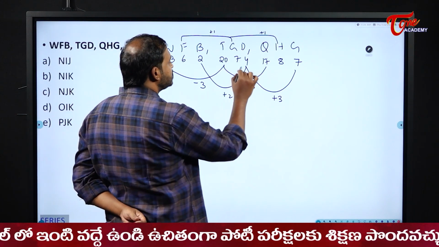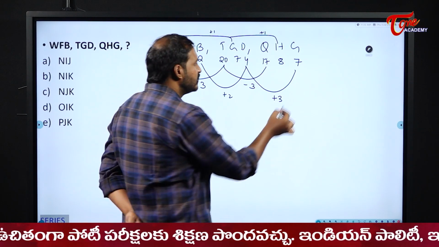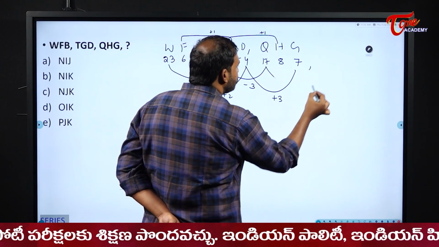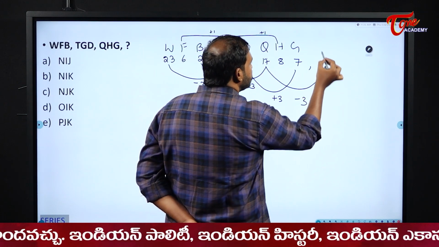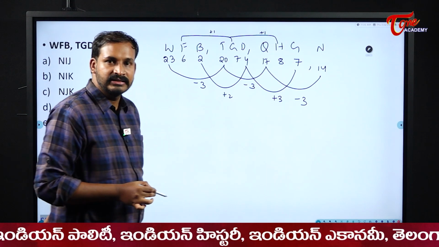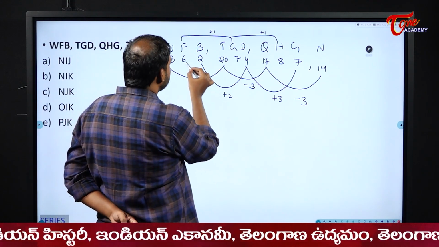So what happens for us? Please observe here. The first are decreasing by minus 3, right? So in the same category, 17 minus 3, what does it become, students? 14. 17 minus 3 becomes 14. That is N. Good, superb. Next, see the second one.